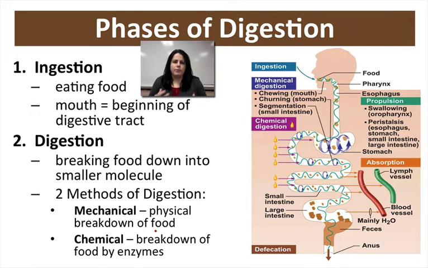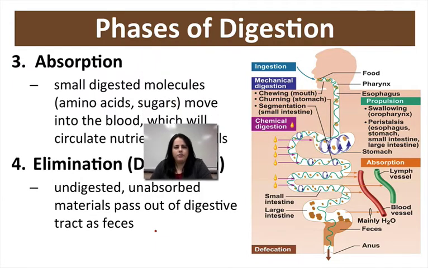Mechanical is just a physical breakdown of big food into smaller food chunks, and chemical digestion is really where enzymes are coming in there and breaking down those large macromolecules into things like monomers that can be absorbed as small molecules further down the system.